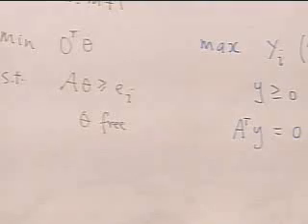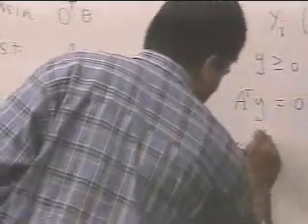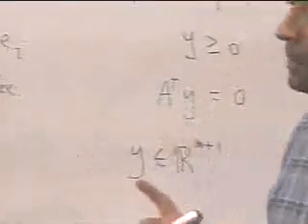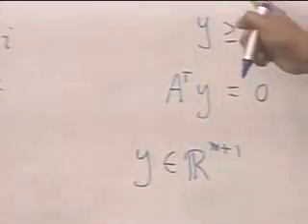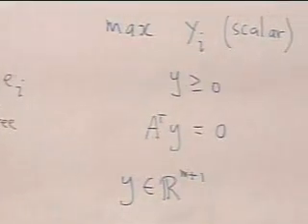Just m plus 1. So y lives in R^(m+1). It has one component for every state. And at this point, I'm just trying to maximize the value that it's giving to the ith state.